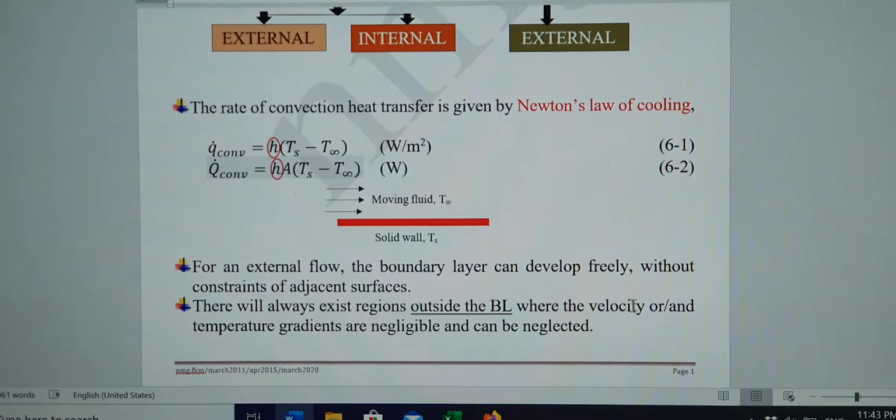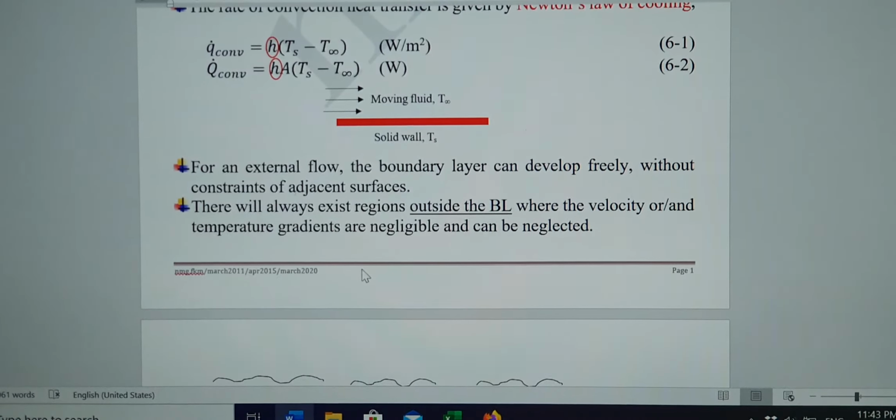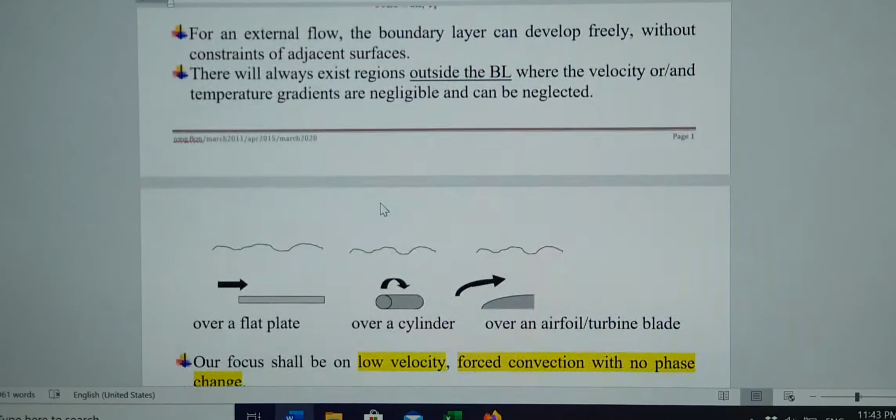For convection, we have to know Newton's law of cooling. I hope by now you could say it from memory. Go back to 6162. Here, the very simplest example, we have the solid wall at temperature Ts, and we are interested to know the heat flux or heat transfer from or to the solid wall. So for an external flow, the boundary layer can develop freely without constraints of adjacent surfaces. There will always exist a region outside the boundary layer where the velocity or temperature gradients are negligible and can be neglected.